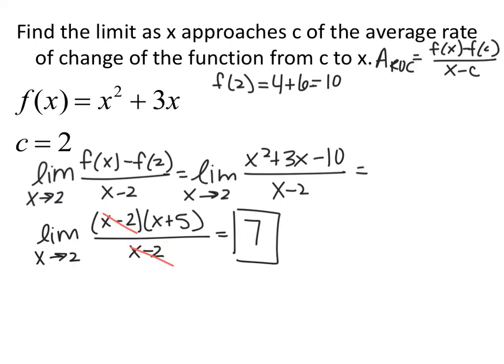So the numerator factors into x minus 2 times x plus 5. So now we have this x minus 2 factor in both the numerator and the denominator. We can cancel those off. Now you can just plug in 2. So the limit as x approaches 2 of this average rate of change is 7.